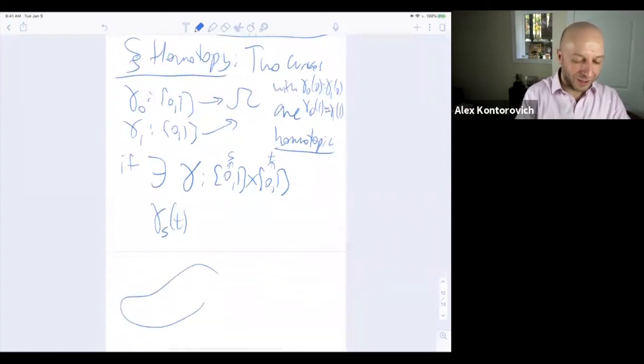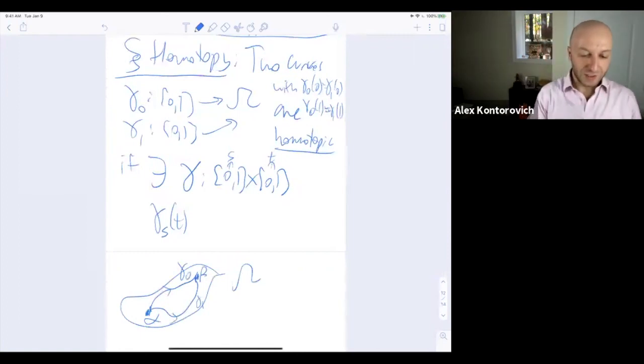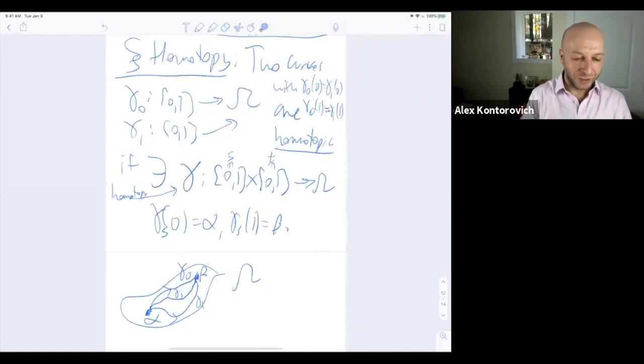Let me draw a picture. Here's omega. Here's some point alpha. Here's some point beta. Here's a curve gamma 0. Here's a curve gamma 1. So they start at alpha. They both end at beta. They're both inside this region omega. Two curves are homotopic if there exists a homotopy. So this function is called a homotopy. I'm thinking of gamma s being a curve. Let's say gamma s of 0 equal to alpha, gamma s of 1 equal to beta. Again, all of these curves have the same starting and end points. And this homotopy is jointly continuous in s and t.